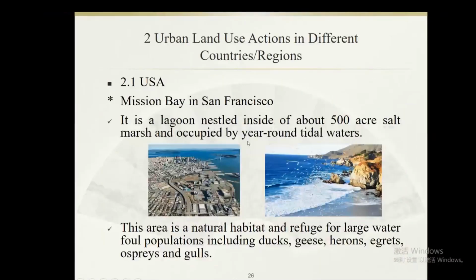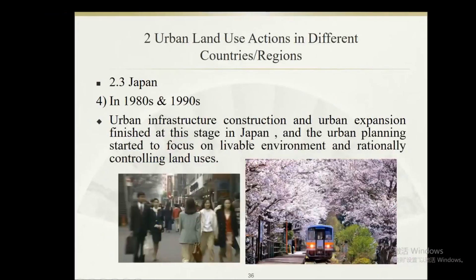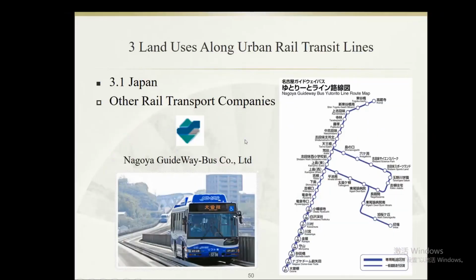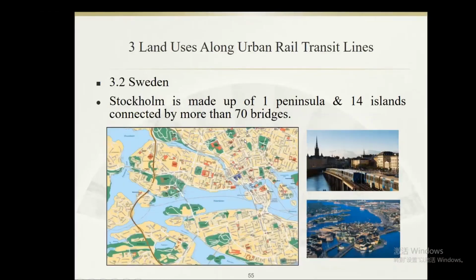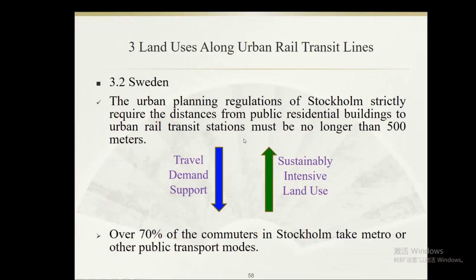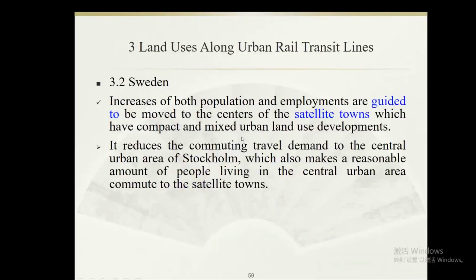Stockholm is the very typical polycentric urban form. Okay. And until today, Stockholm is still regarded as the most sustainable city in the world since the 1990s. It reduces the commuting travel demand to the central urban area of Stockholm, which also makes a reasonable amount of people living in the central urban area commute to the satellite towns.